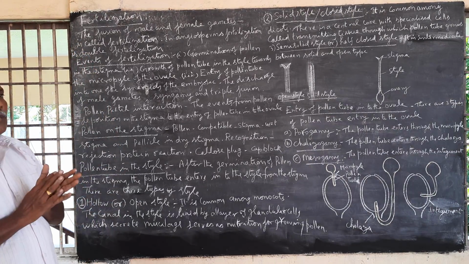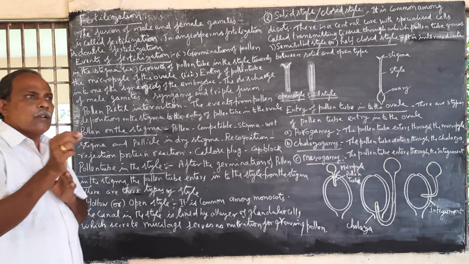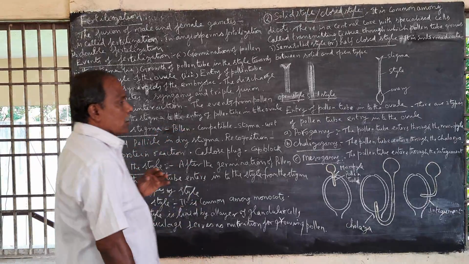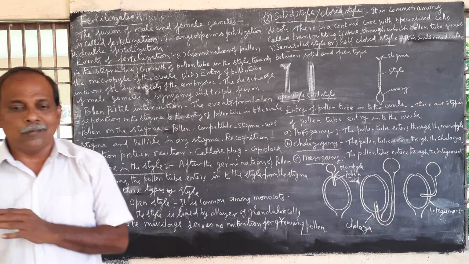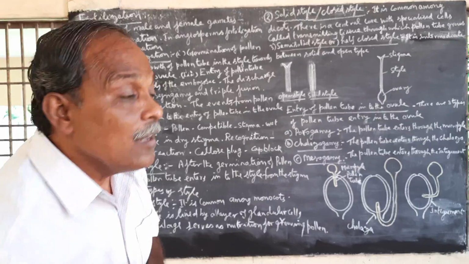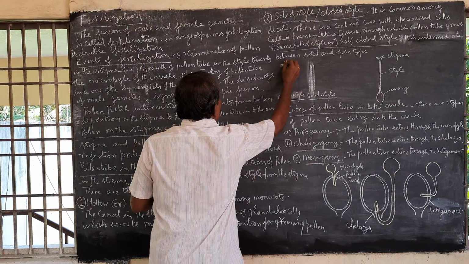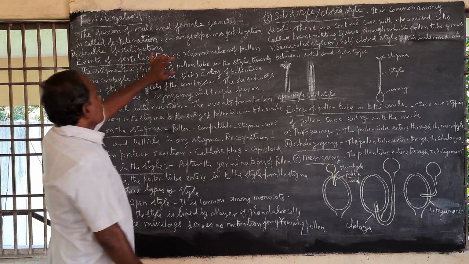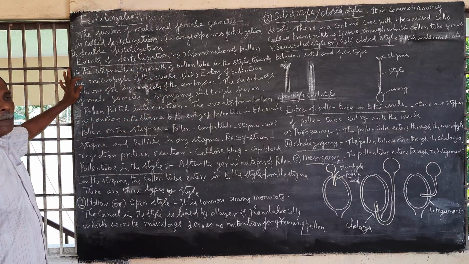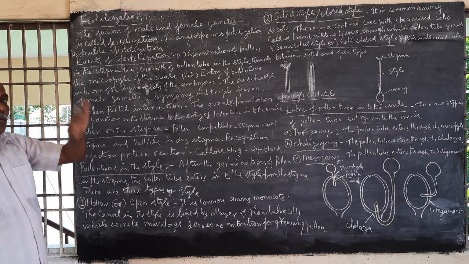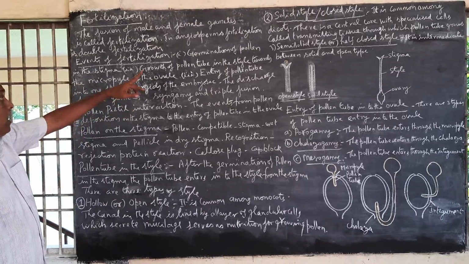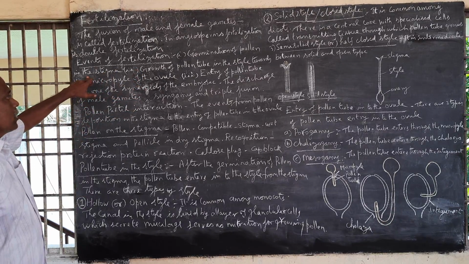What are the events of fertilization? The first one, the pollen grain gets deposited onto the stigma. That is called pollination. So the first one, deposition of pollen, that is pollination. After that, germination of pollen on the stigma.